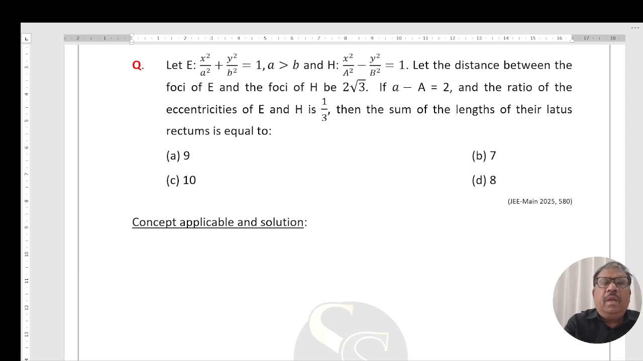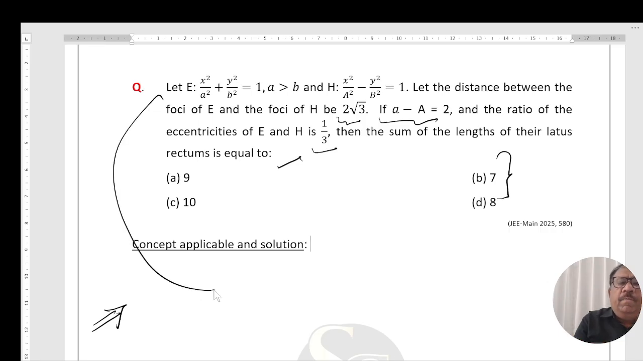Question is, let E be x square upon a square plus y square upon b square equal to 1, where a is greater than b, and H the hyperbola x square upon a square minus y square upon b square equal to 1. Let the distance between the foci of E and the foci of H be the same. If a minus A equal to 2, and the ratio of the eccentricities of each is 1 by 3, then the sum of the lengths of their latus rectums is equal to. Four options are given, one of the options is correct. In this question, I will explain the procedure only, not the calculation, and I will tell you the correct answer.